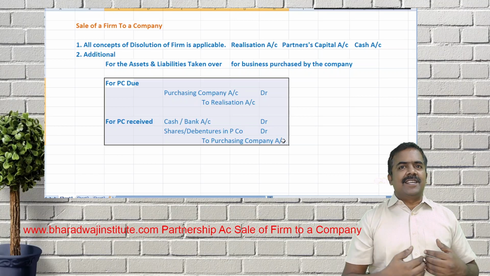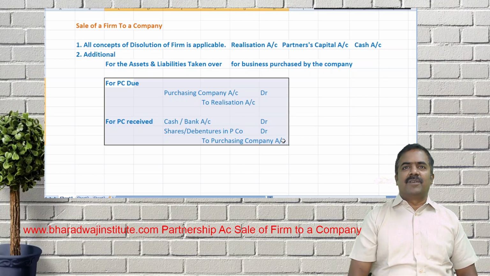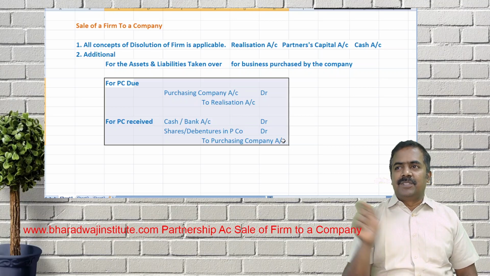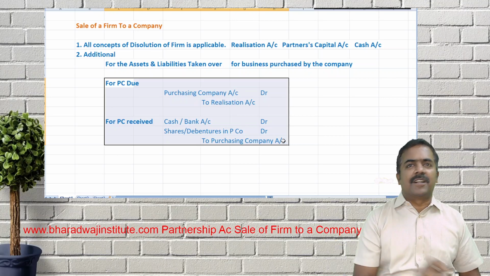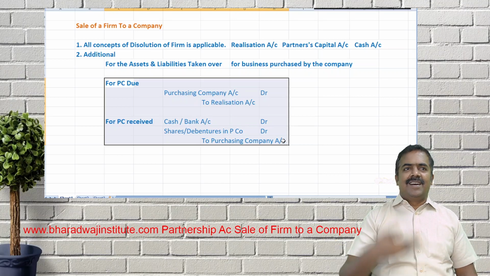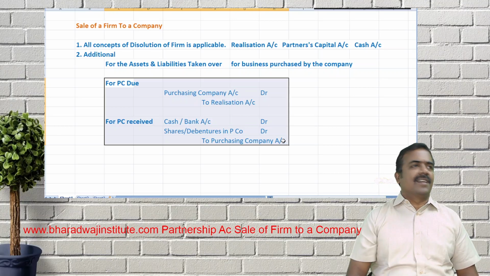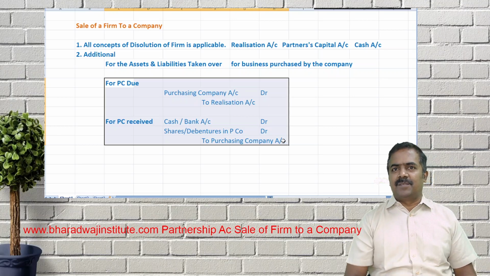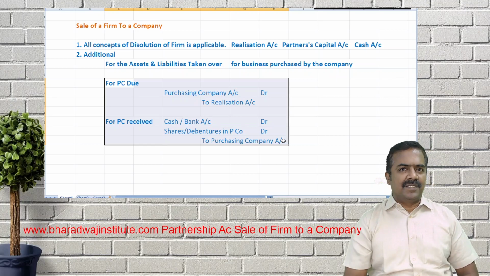And in the books of the purchasing company, it is the same as amalgamation in the nature of purchase. You remember what entry we will pass? Business purchase account debit to liquidator of selling company, the partnership firm. Then for assets and liabilities taken over, assets account debit to liabilities account to business purchase. Then settle the consideration in the form of cash, shares and so on. So in the books of the purchasing company, the entry is similar to purchasing company in amalgamation.